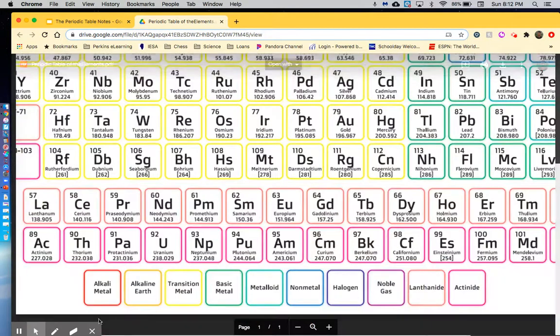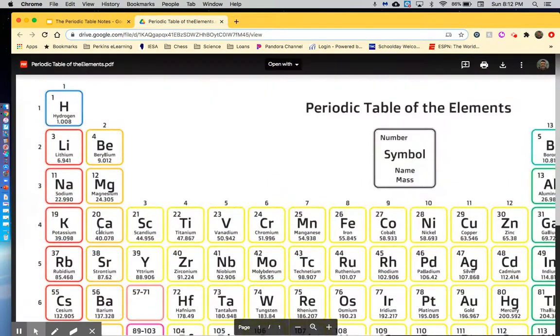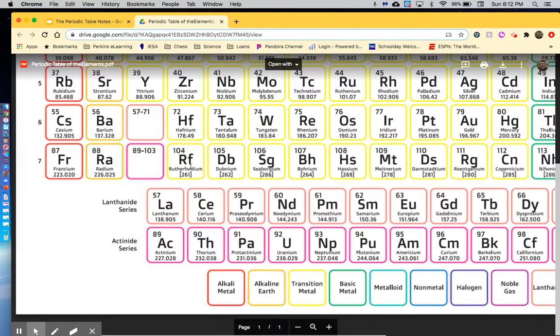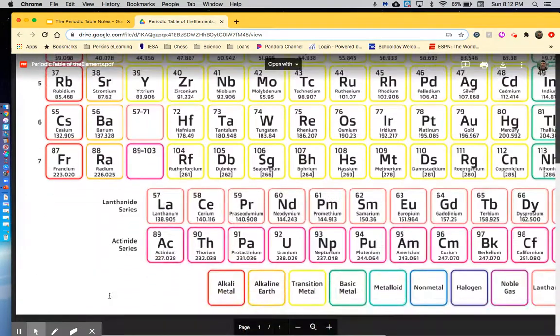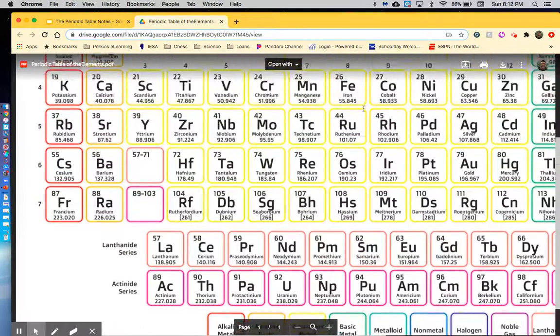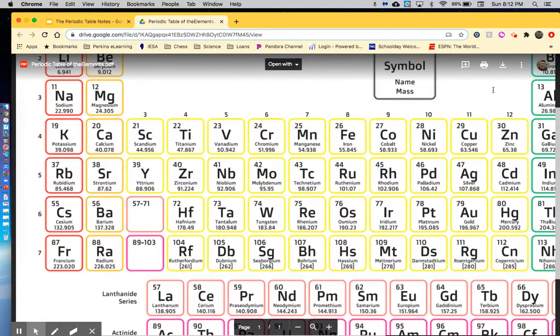On the bottom, you will notice these boxes with their different colors, all right? Alkali metals, like I said, are the red ones in the far left, okay? If you're looking at orange, that's the alkali earth metals. That's the second column, all right? All of these yellow ones, this big section right in the middle, those are called transition metals, okay?